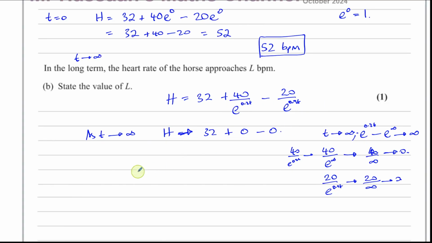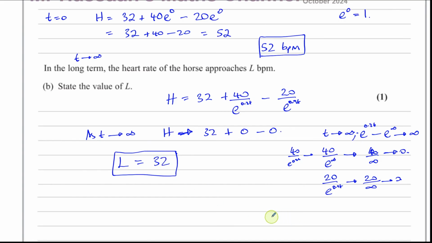Okay, so we can see that the value of L is 32. It's going to be 32 because both of these terms will approach 0. Now, it just says state the value of L. You don't have to show any of these steps. This is just to help you understand the reasoning for why it becomes that.